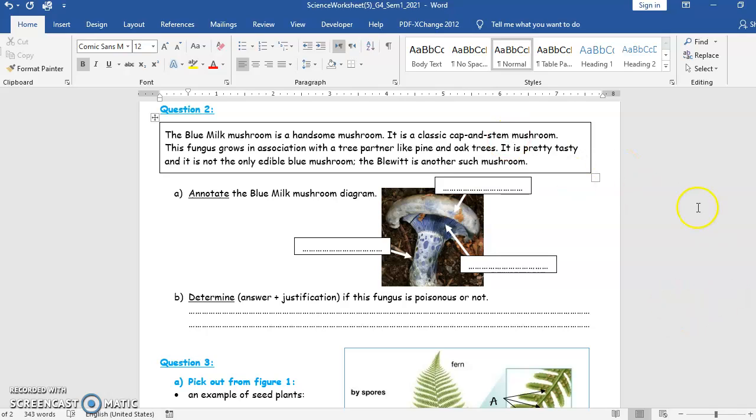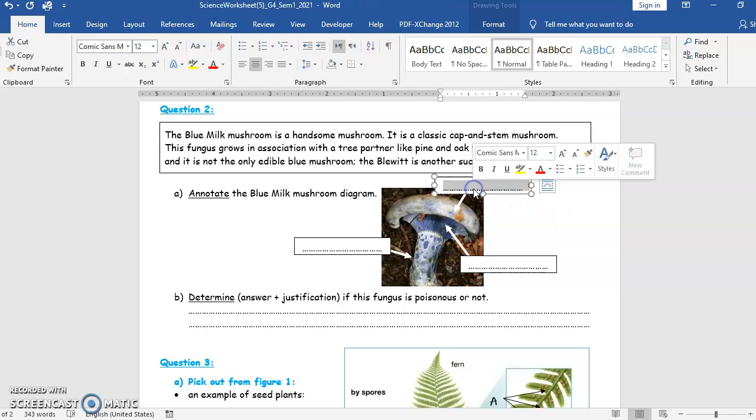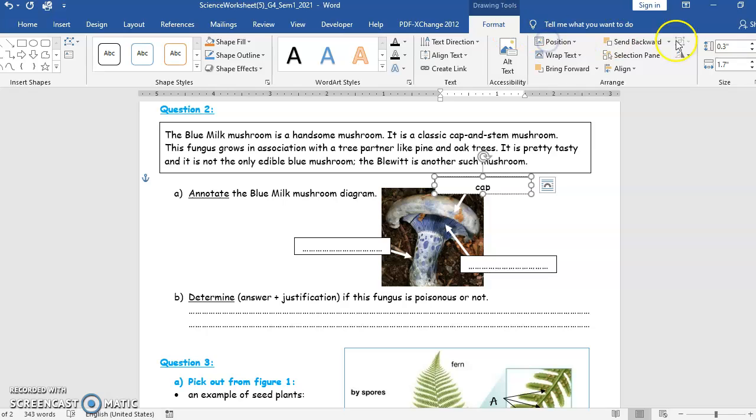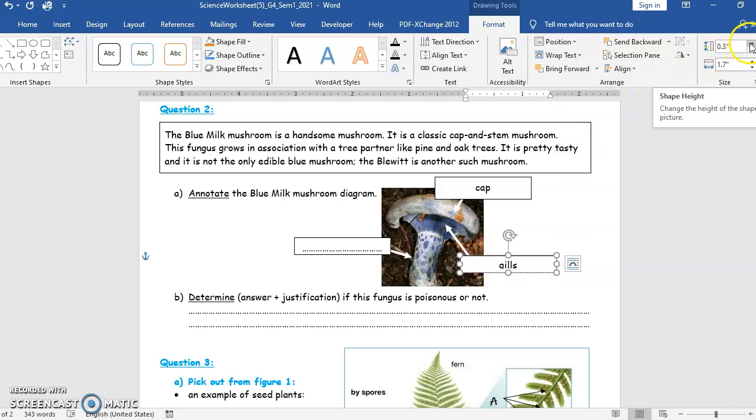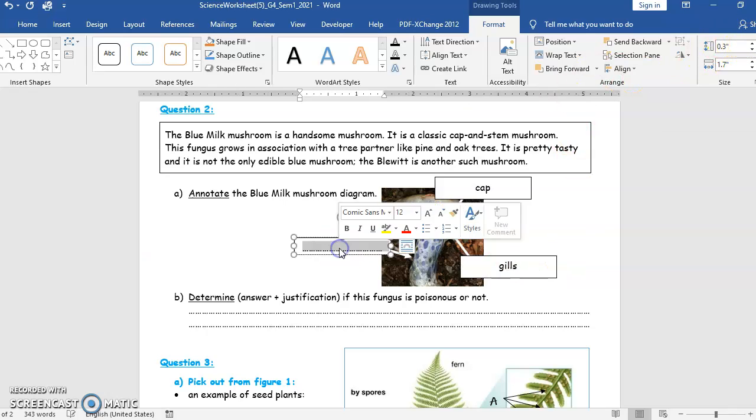Let's also annotate this mushroom. How do we call the upper part of a mushroom? This is the cap. Okay? This is the cap of this blue mushroom. What about the inside, the underside of the cap? These are the gills of this mushroom. The stem of the mushroom is called a stipe.